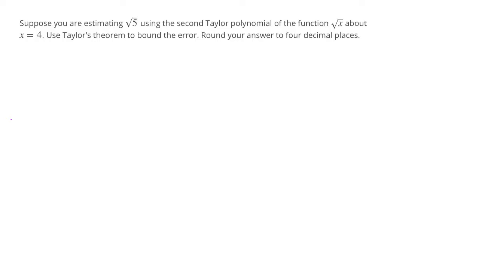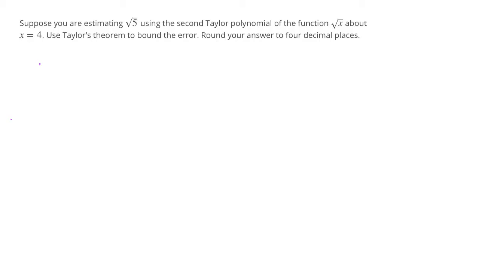So greetings everybody, welcome to our third example in power series expansions of functions. What we're asked to do in this case is to estimate the square root of 5 using a second degree Taylor polynomial with the square root of x and have that expansion centered at x equal to 4. For that we need some derivatives of our function.